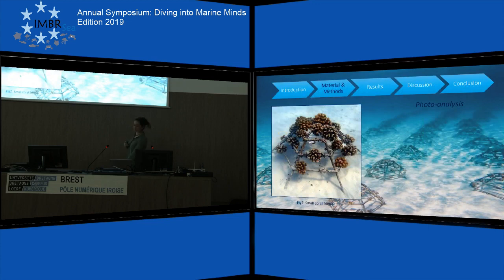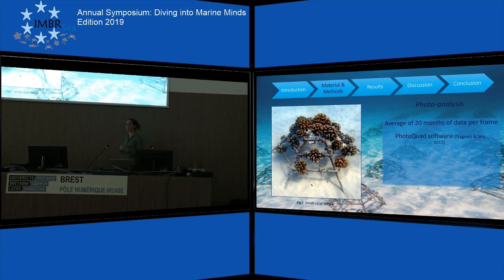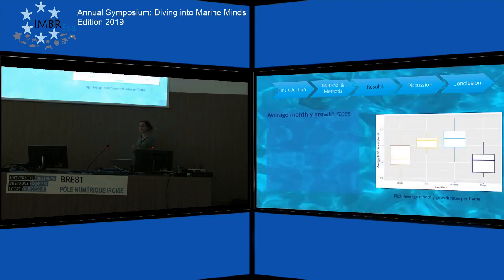Photos were collected from the database, which led to an average of 20 months of data per frame. The PhotoQuad software was used to conduct the photo analysis. All the frames used are identical to this one, so it enabled a consistent image calibration using the middle bar of the frame that is 30 centimeters long. Then polygons were drawn around the fragments and colonies to be able to extract the total coral cover in square centimeters. So doing that for all the frames and each picture of the time series enabled the calculation of average monthly growth rates that you can see on the picture per frame and per condition.